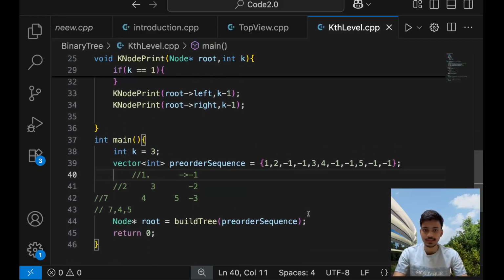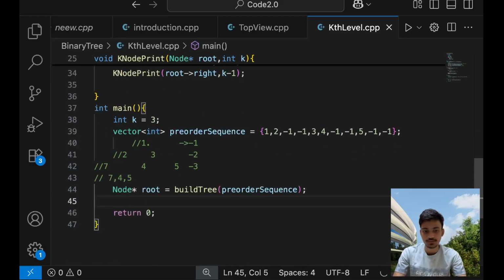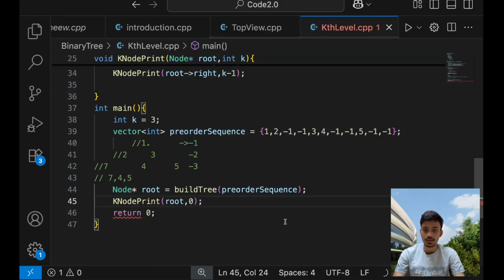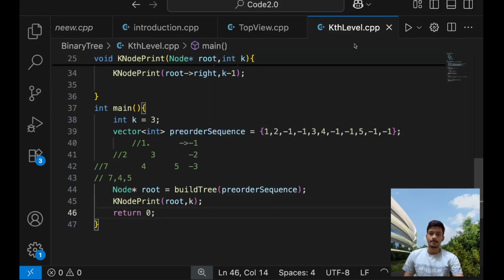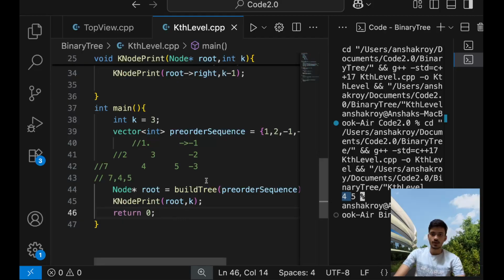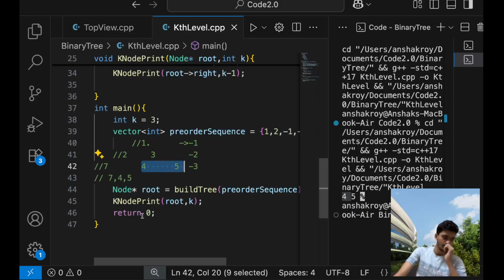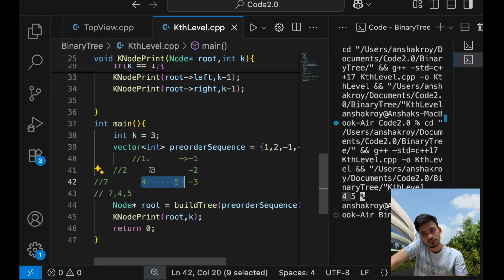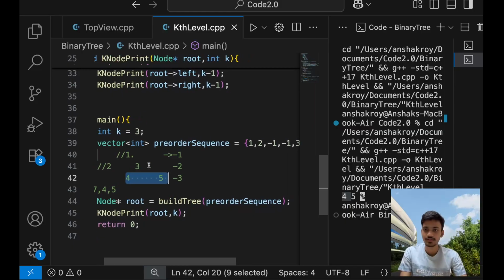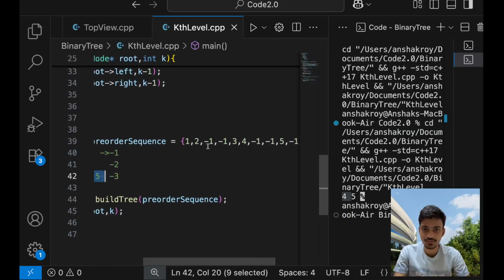Yeah, I think this is all we have to think. Just call print with root and pass k. I think we are going to get the answer. 4 and 5 is given to us, but 7 is also our answer. Okay, sorry, we haven't changed the pre-order sequence.